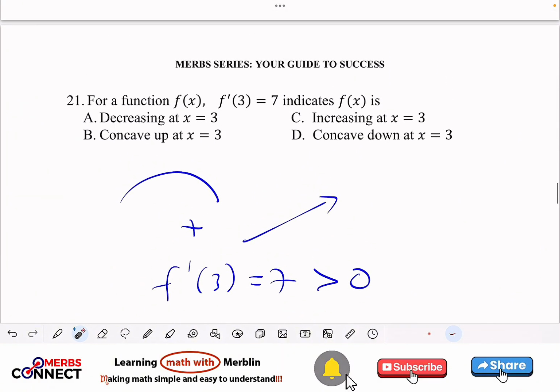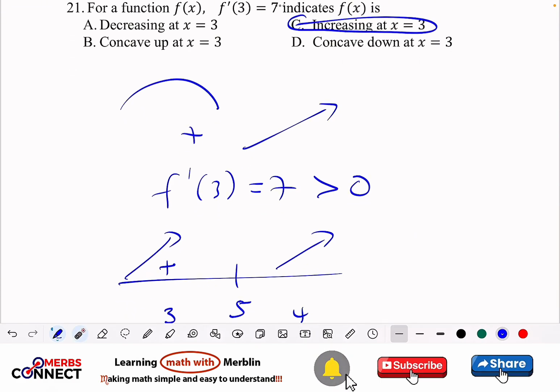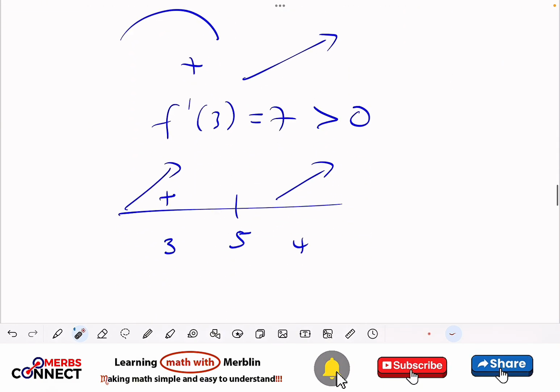So the right option here is increasing, because for increasing, as soon as it's positive, it means that it is going to increase, and this one too is going to increase. So here we don't know what will happen after we get to the other side, whether it's going to be going down or going up. So the best option here is C.